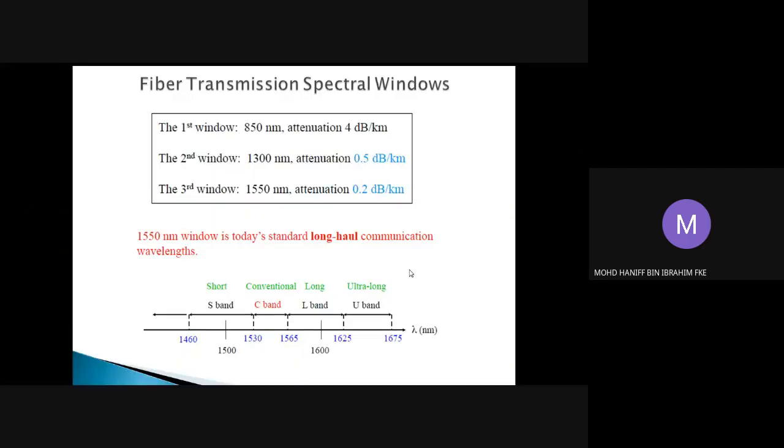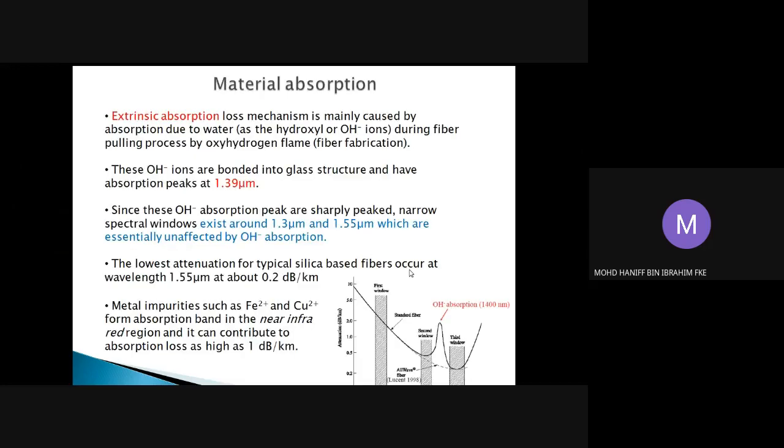so these are the things that we have concluded based on the previous slides. So basically there are 3 windows, if I can refer back to the previous slide. Window number 1, the first window, is at 850 nanometer. Yeah, this is the window that has been used previously. Also, we have a second window and a third window.